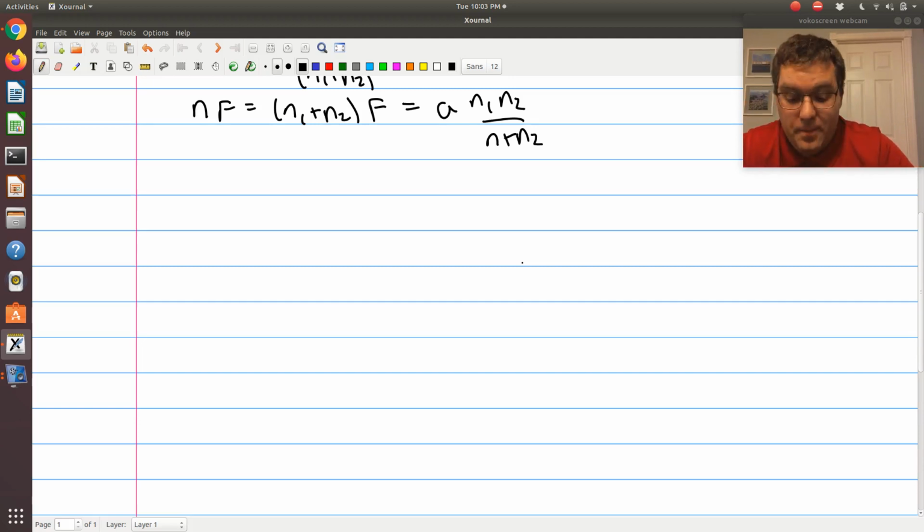Well, the first thing we're going to do is recall our Gibbs-Duhem equation for a system at constant temperature and pressure. So constant T and P.